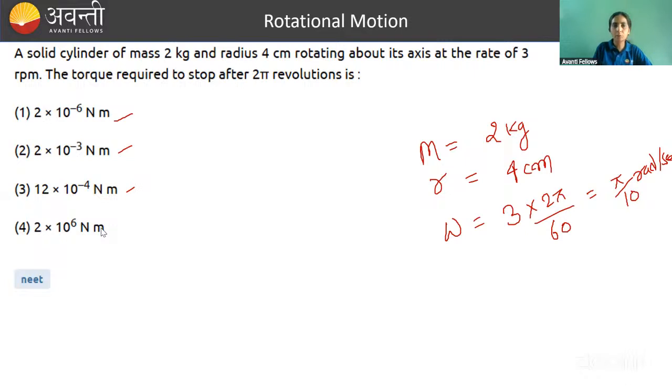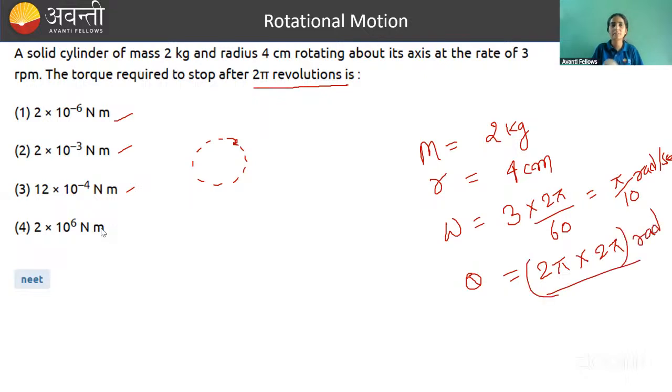The torque required to stop after 2 pi revolution. So how many revolution is it able to complete? 2 pi revolution. One revolution means how many radian? 2 pi radian. And if somebody is going one round around a trajectory, it means it is covering how much angle? 2 pi radian. And if it is going round 2 pi revolution, number of revolution is 2 pi, then angle getting covered will be how much? That will be 2 pi is the number of revolution. In one revolution, 2 pi radian. So this will become this much radian. Okay, so this is this thing.